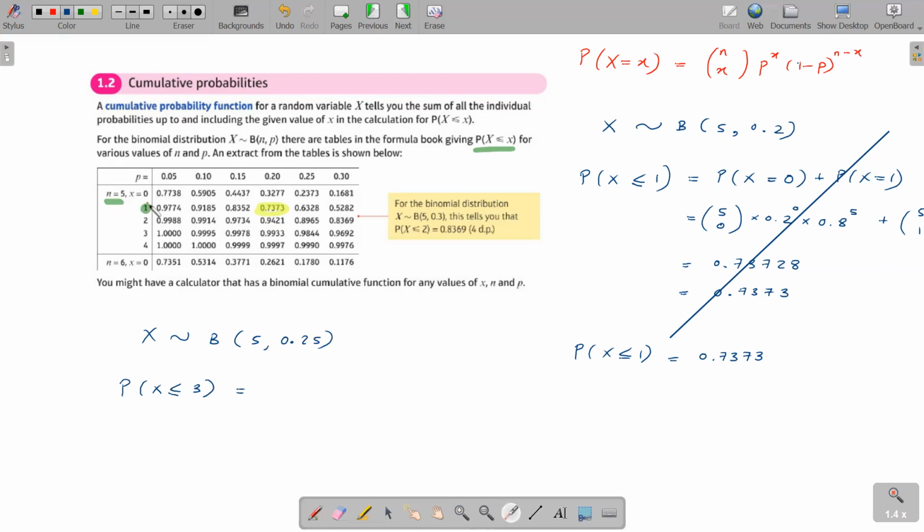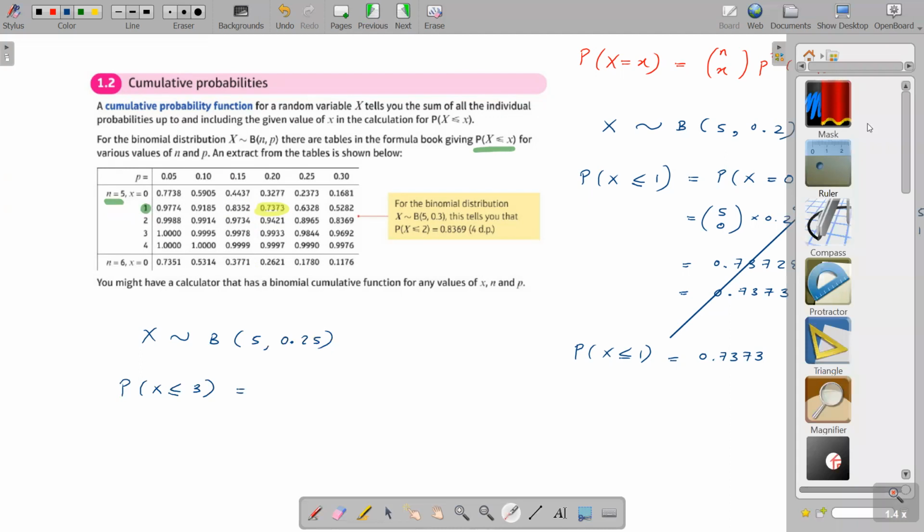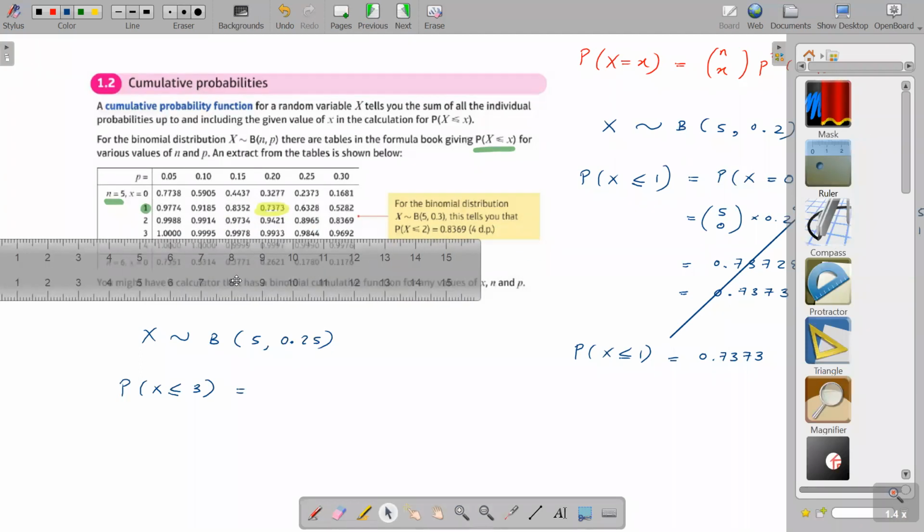What's the x value? The x value is 3. So you'll keep your ruler at the x value of 3. Guys, are you with me? So go to the x value of 3. And now, what is the probability of success? 0.25. So go to 0.25. And what do you get for the answer here?